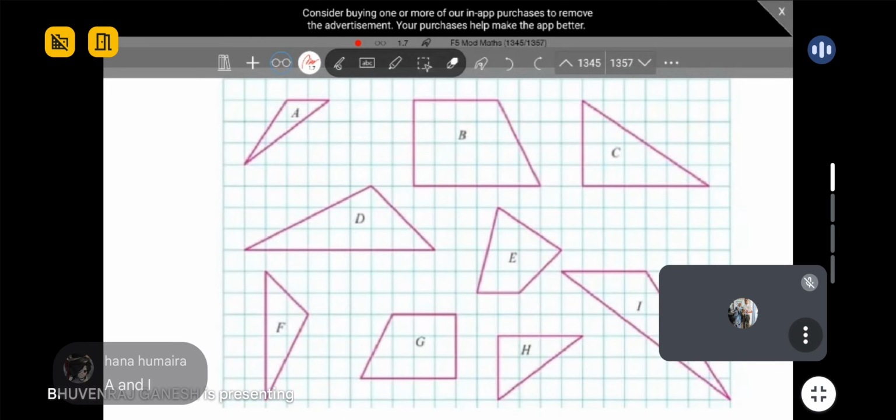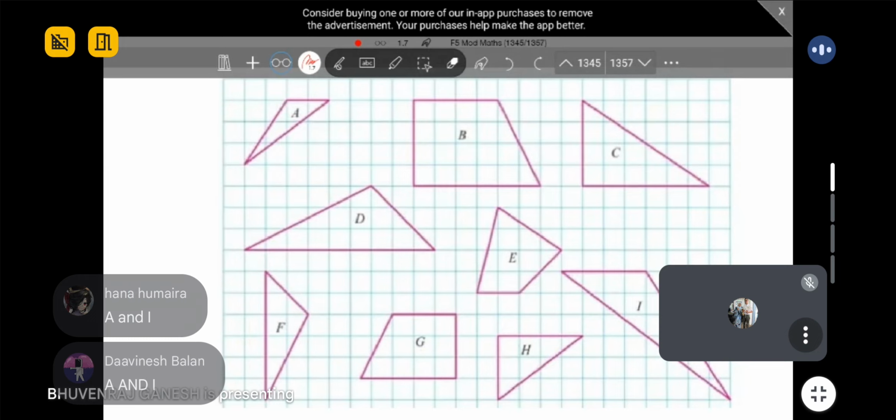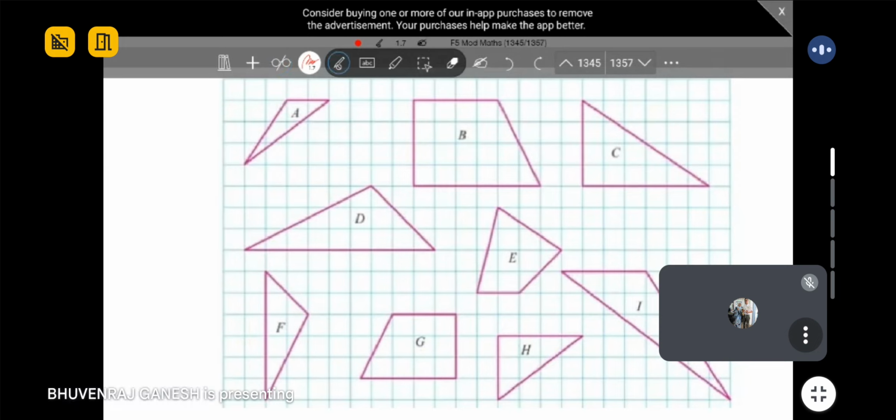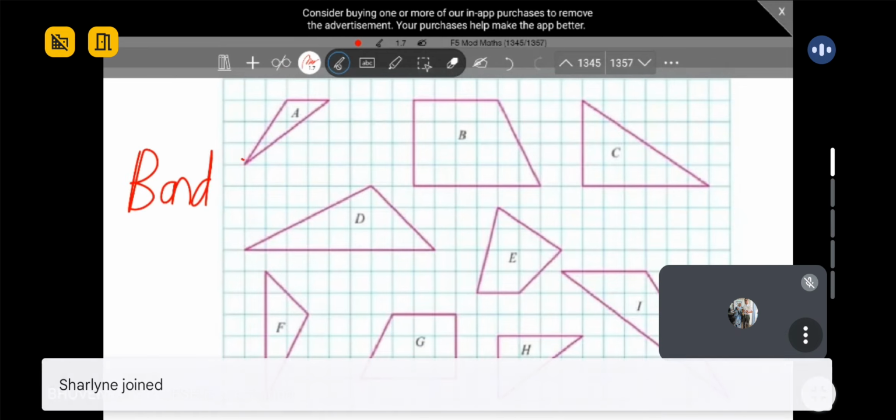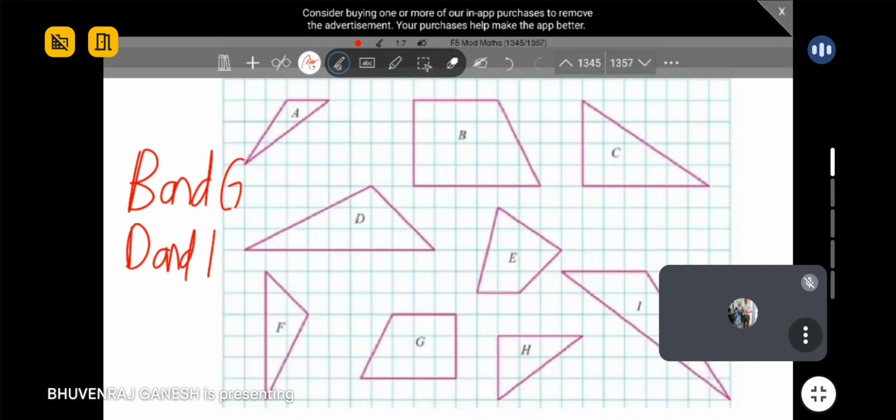Ada satu lagi pasangan. A and I. Okay, very good. Yes. So you all understand lah? Boleh faham. Okay, so the answer is B and G, and then D and F, A and I.